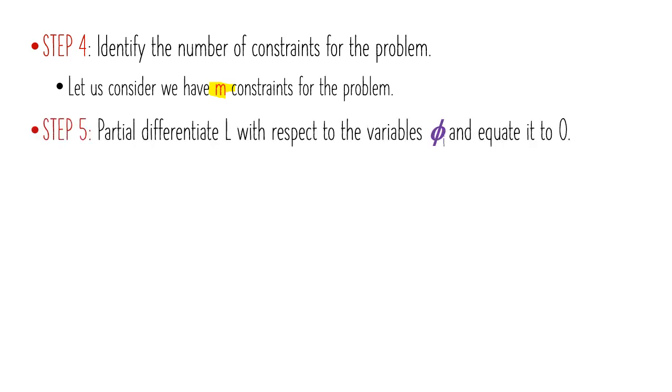Next is step 5. We are going to partially differentiate L with respect to a variable phi I, which is what we denoted as our Lagrangian multiplier. We are going to equate that to 0. In later slides, we can understand that clearly by using an example. In mathematical relation, we will write it as dou L by dou phi I is equal to 0, where I is equal to 1, 2, 3 up to m.